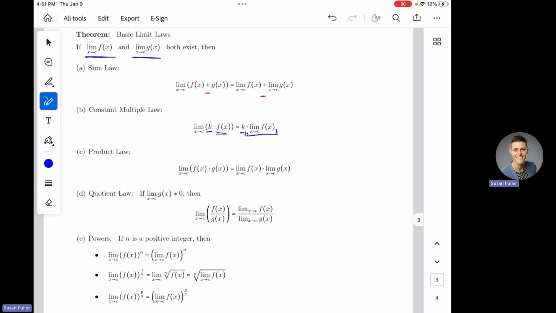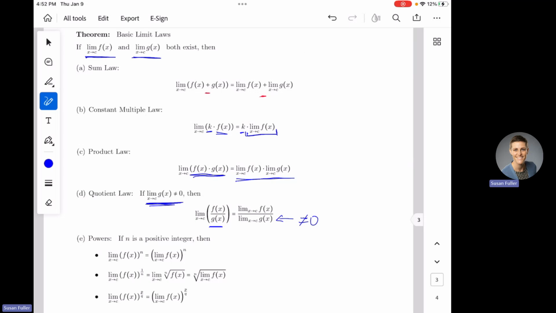With the product law, if you're multiplying two functions together and taking the limit, you're going to do the limit of the first one times the limit of the second one. It's going to work just the way you want it to. If you are dividing two functions, you can do the limit of the top one divided by the limit of the bottom one, as long as the limit on the bottom does not equal 0. That's what this part says, because we can't divide by 0. That's the one thing that we have to be careful of.